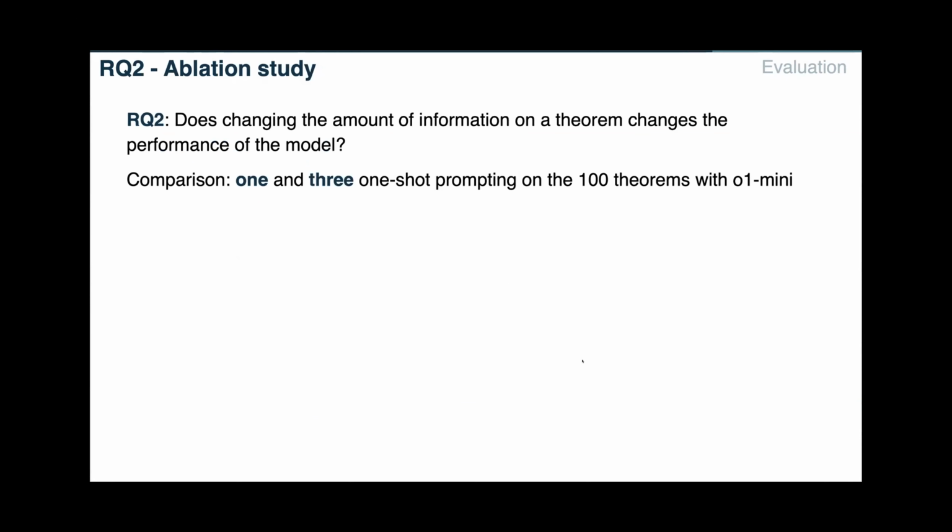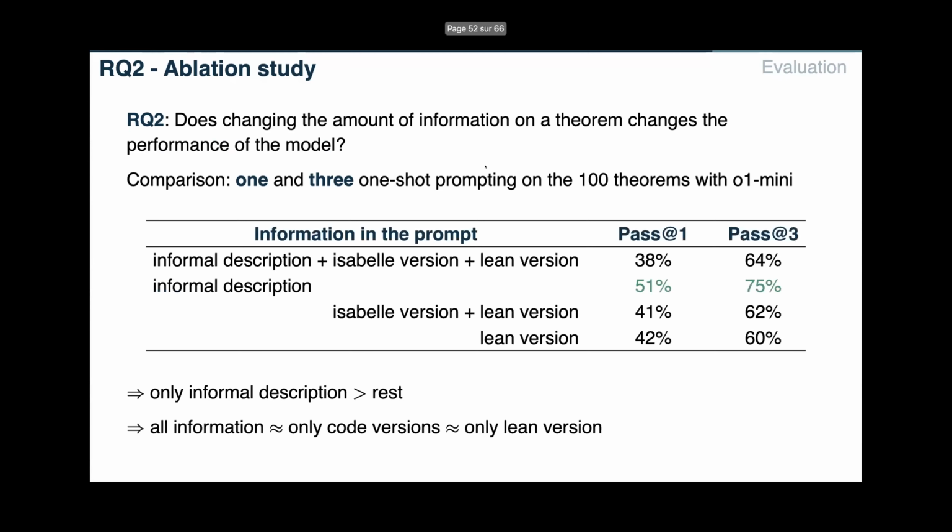Next, for the second question, we did an ablation study. Again, we compared the results of O1 Mini on pass at 1 and pass at 3 with different information in the prompt: the one we did in our experiment with everything, only the informal description, only the Rocq version, and only the Lean version.